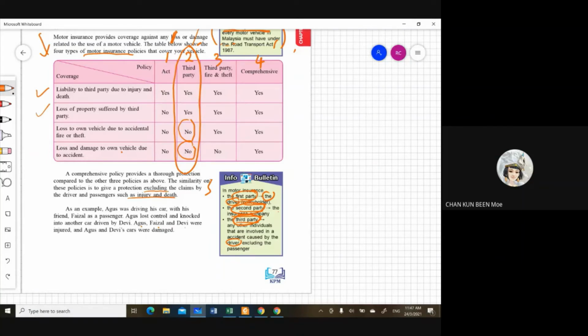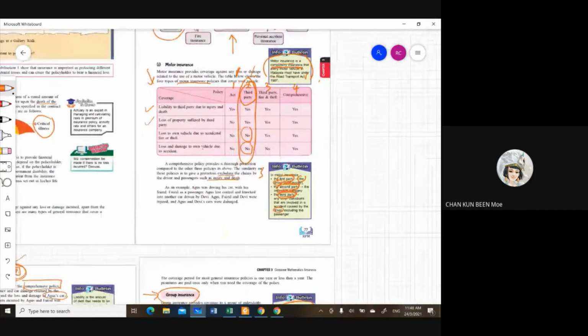So like just now, Melissa wants to claim for both vehicles and also the injury. So which one cannot be claimed? Any idea? Correct. Melissa's car, her own car, cannot be claimed. Because it's a third-party policy, she only can claim the damage for the third-party car and also the injuries for the third party. Okay, so that is the question about. Hopefully you know how to apply it.